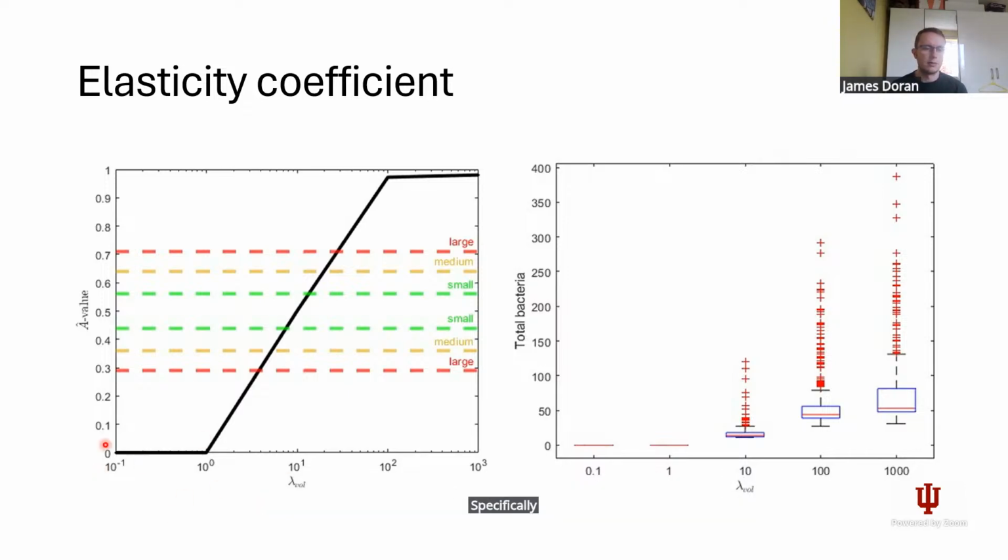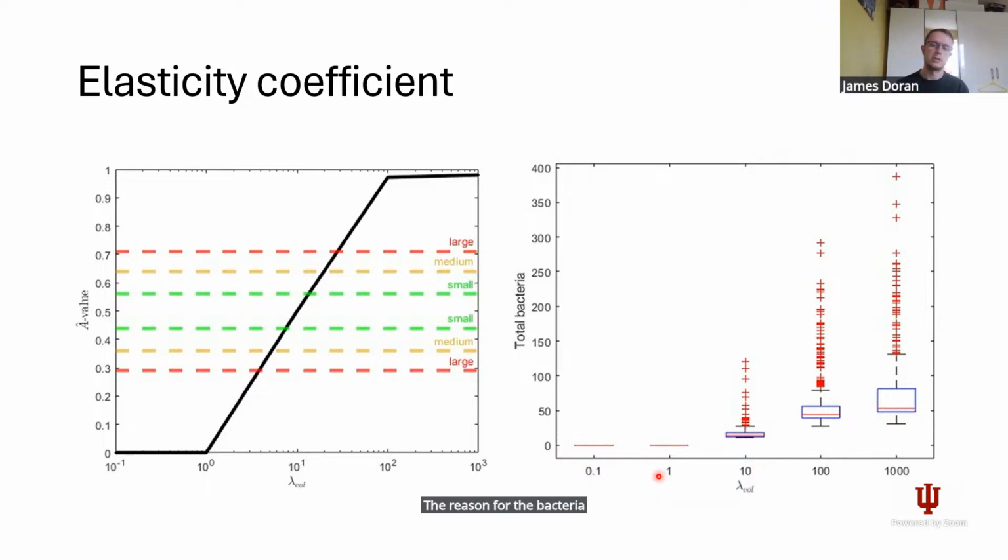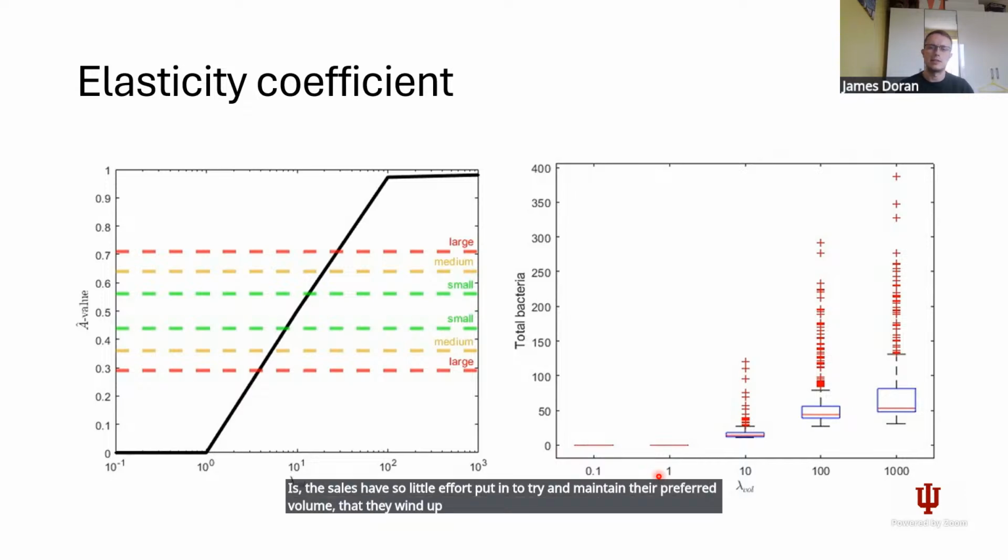Specifically, if we went for smaller values of 0.1 or 1, the amount of bacteria completely disappeared by the end of our simulations. Whereas if we set lambda vol equal to 100 or 1,000, we wound up with a lot more bacteria at the end than compared to the value from the calibrated runs. The reason for the bacteria disappearing when lambda vol is too low is the cells have so little effort put in to try and maintain their preferred volume that they wind up essentially disintegrating and disappearing from the model completely.